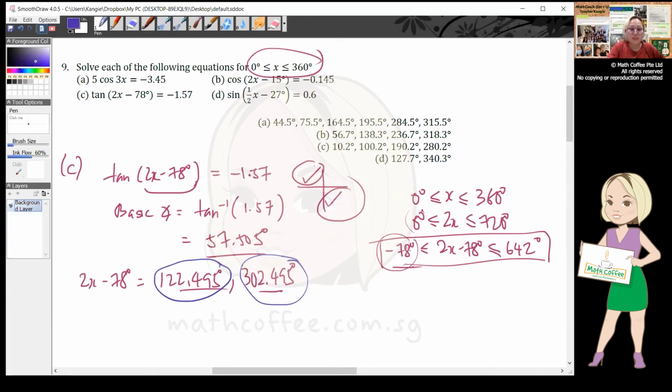So I will take 302.495 minus 360. You will give me minus 57.505 degree. So you see, it's within my working range. So I'm going to keep this there, okay? So now let's go to plus 360. This one plus 360 is within range. 122.495 plus 360. You will give me 482.495 degree.